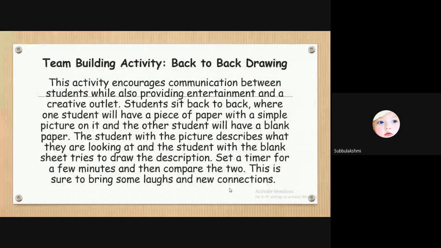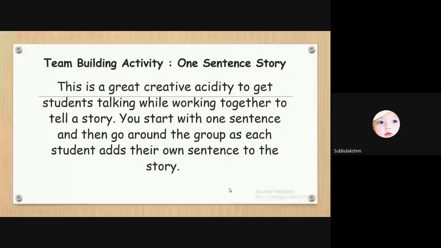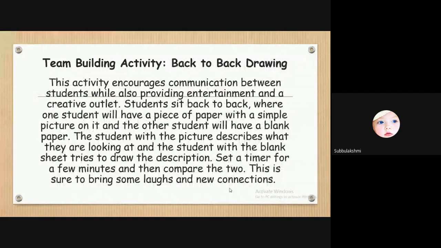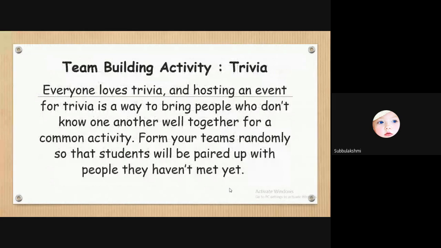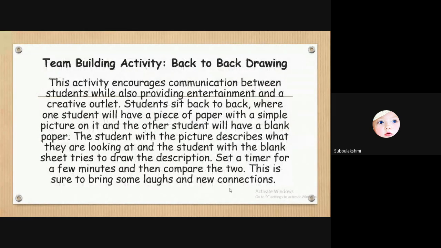Next is back-to-back drawing. This back-to-back drawing is an activity that encourages communication among students.